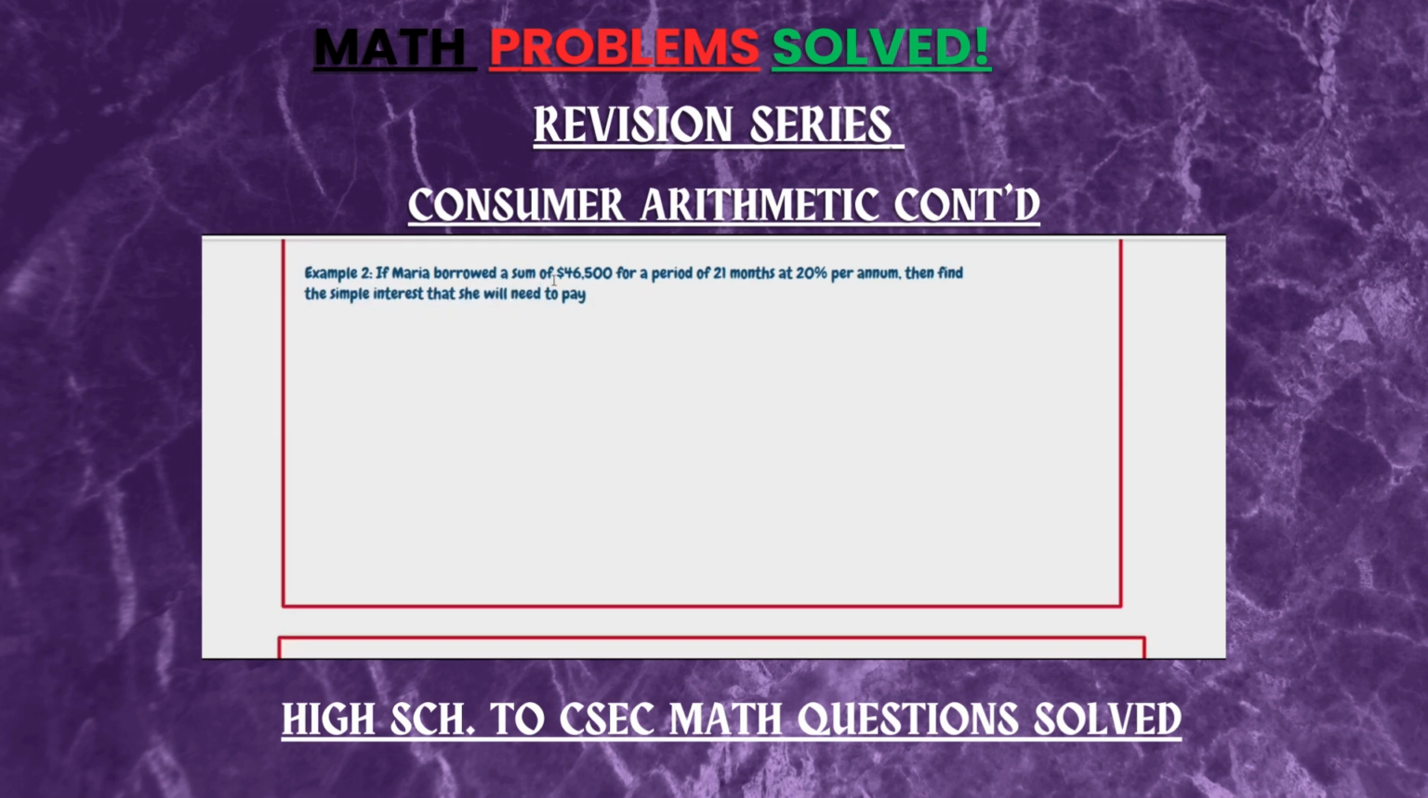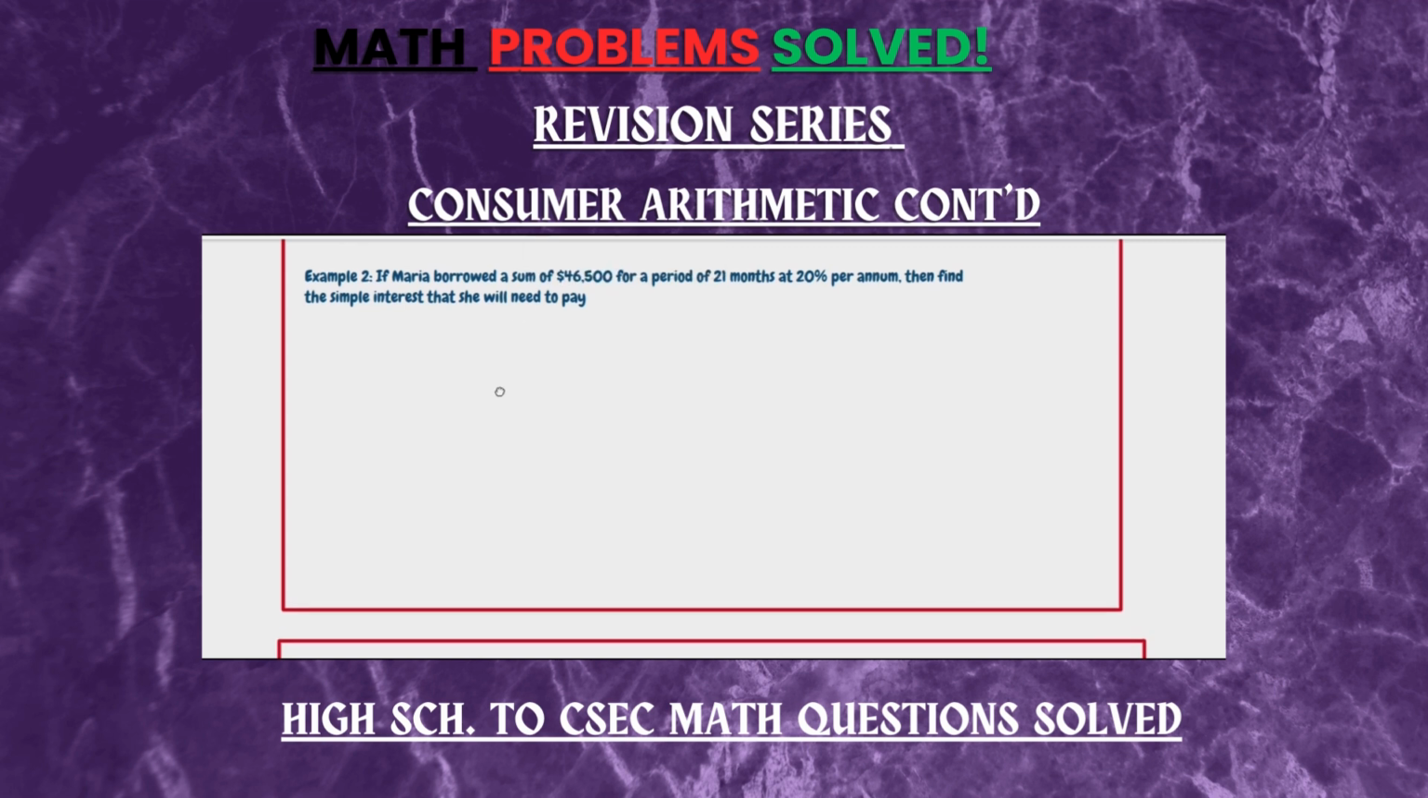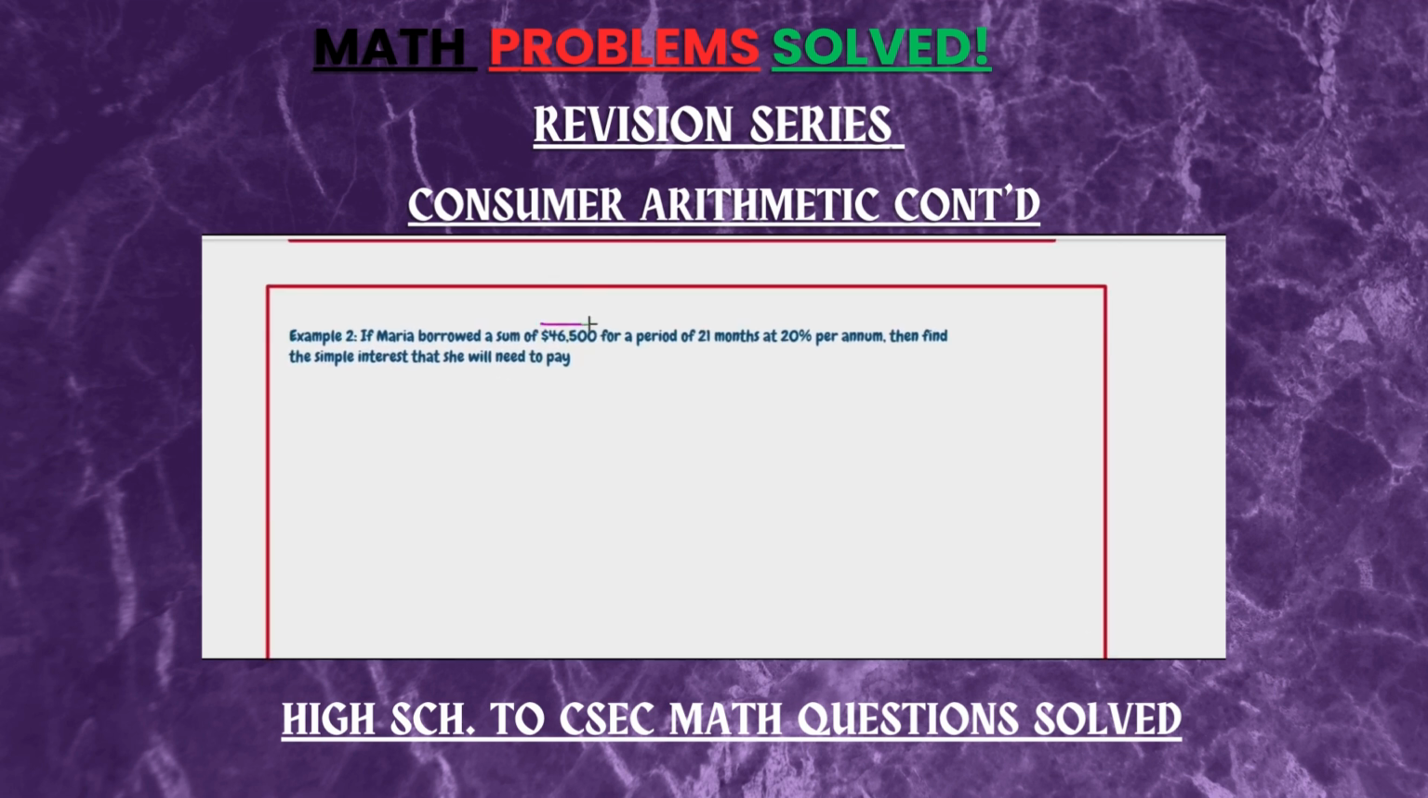If Maria borrowed a sum of 46,500, so this is the amount she borrowed. So here the principal amount will be $46,500 for a period of 21 months. Here you can see the time period is given to us in months, 21 months, right? At 20% per annum, the rate is 20%. Then what we have to do? We have to find the simple interest that she will need to pay. We have just to find the simple interest here, right?